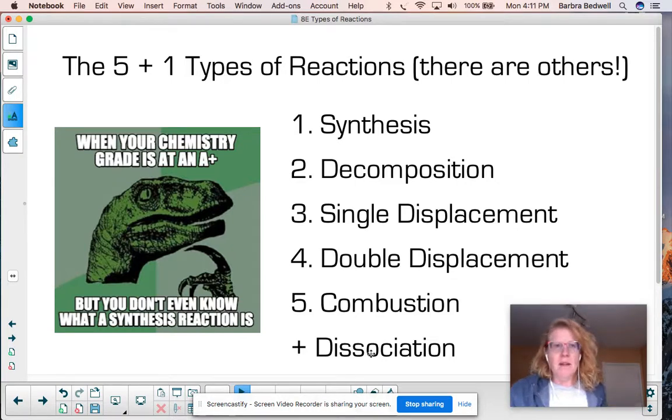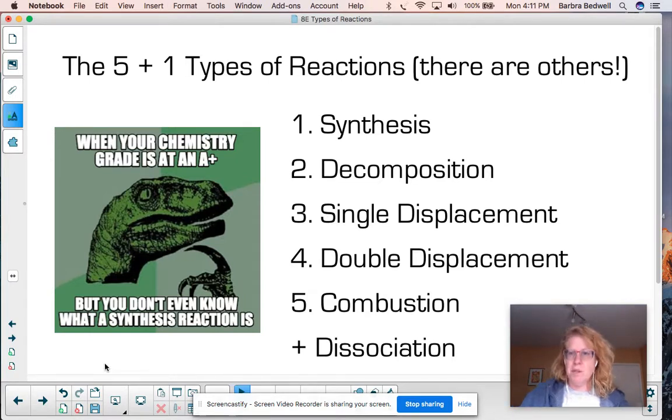And then the last one that I'll talk about at the very end is a 7th type, which is called redox. And redox kind of crosses all of these different combinations here. So it's its own style of classification. So when I'm talking about the 6 different types of chemical reactions, that's what I'm referring to.